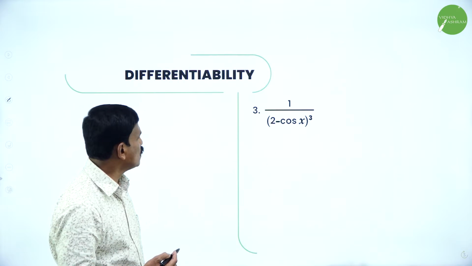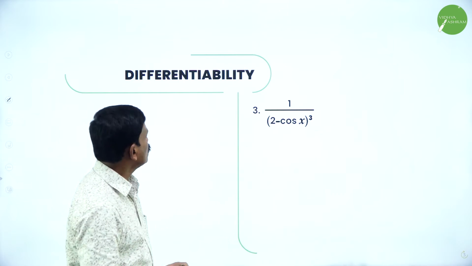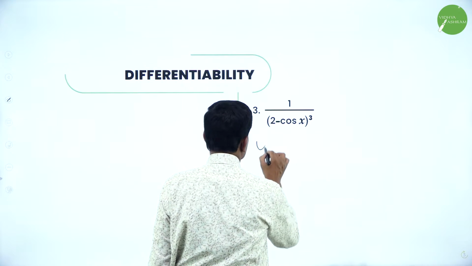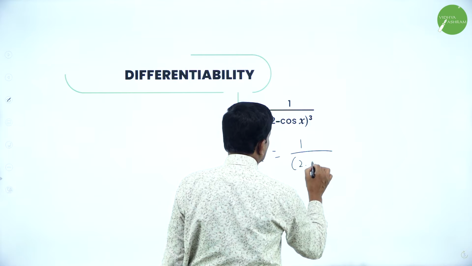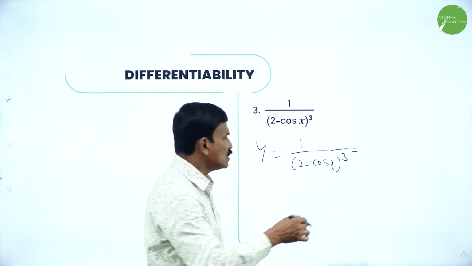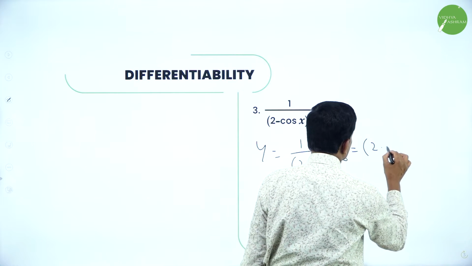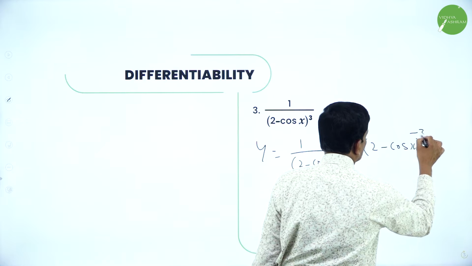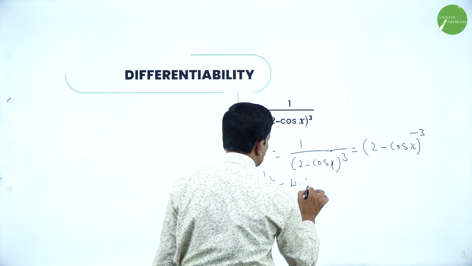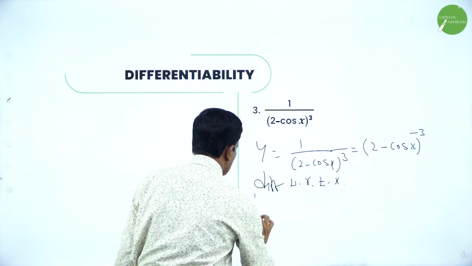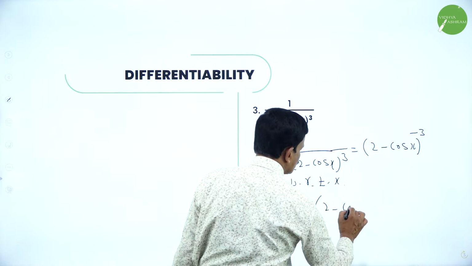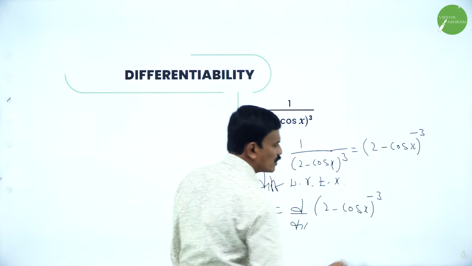Now let us come to the next problem. This is also an important problem. 1 by 2 minus cos x whole cube. To differentiate this, let us consider y is equal to 1 by 2 minus cos x whole cube, or this can also be written as, taking this to the numerator, 2 minus cos x whole to the power of minus 3. Now differentiating with respect to x, dy by dx is equal to d by dx of this given function, 2 minus cos x whole to the power of minus 3.